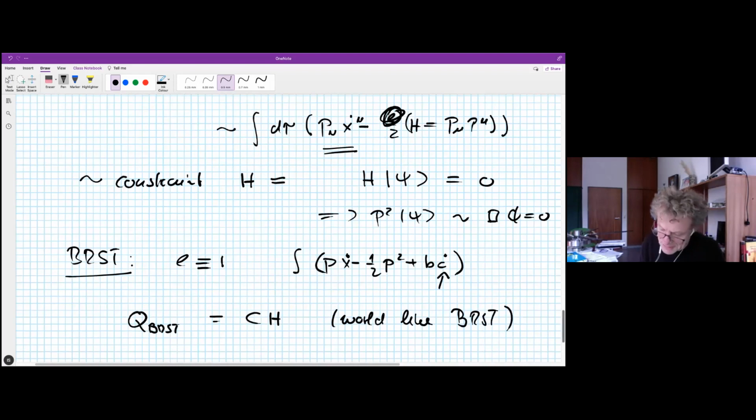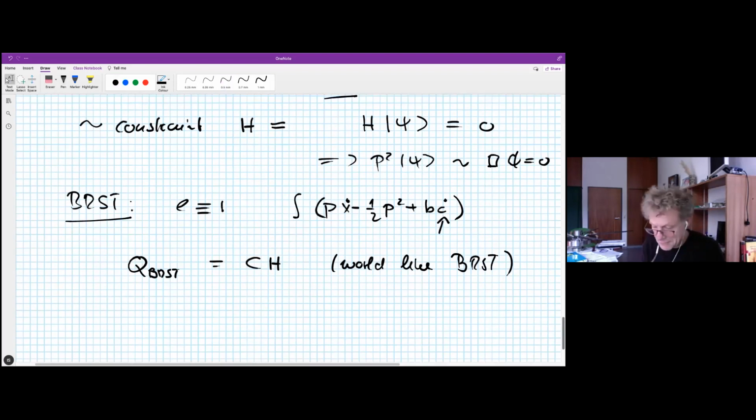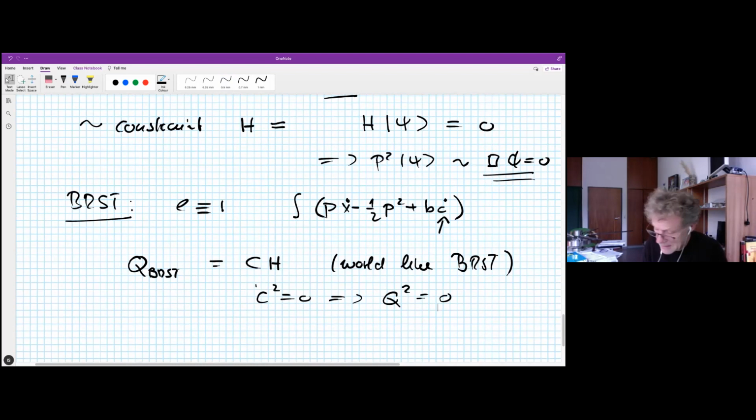You have to represent it on wave functions, and that we have already done. It gave you this. Now, you can say that this is, of course, a nilpotent operator simply because c squares to 0. That implies that Q squared is equal to 0, which is fine. That's usually what we expect for a BRST operator.